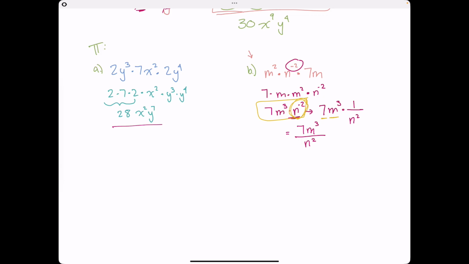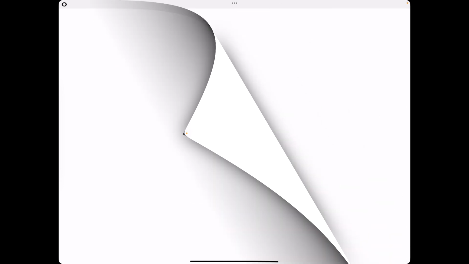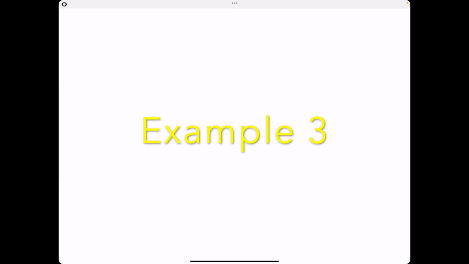So the n to the 2nd just goes to the bottom. Do you remember that from before? Sort of. And it's just that part because the negative 2nd is only being applied to the n. So that would be the most simplified form of that question. Okay? So far, so good? All right.